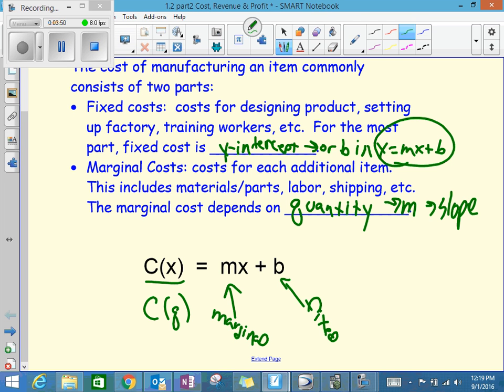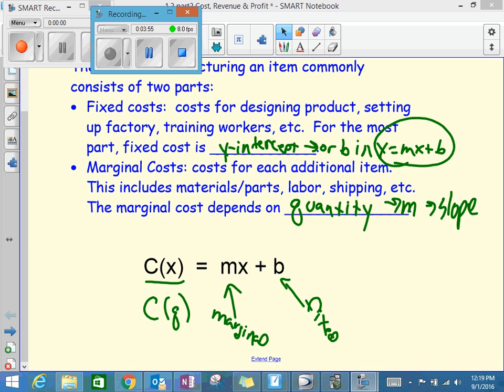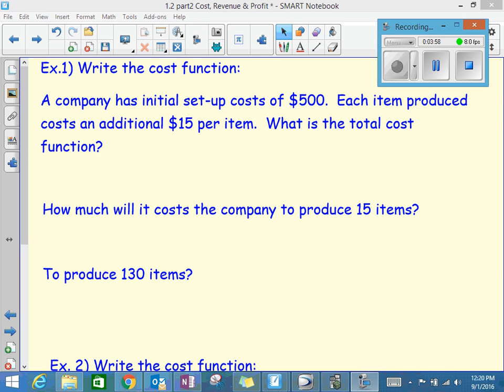Okay, so just like there's a couple different types of supply and demand equations, there's a couple different types of cost equations, right? Just like supply and demand can look different, and even revenue and profit can look different. So this is one example. A company has an initial setup cost of $500. Each item produced costs an additional $15 per item. What is the total cost function?